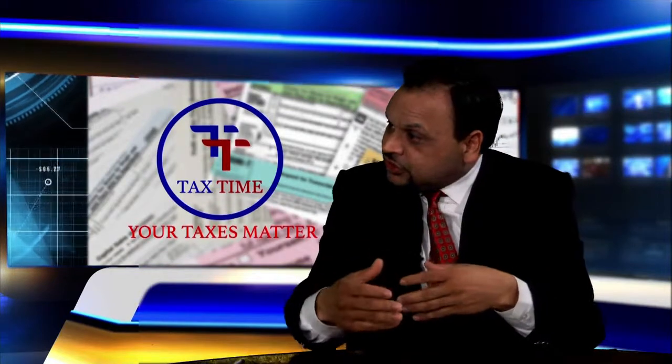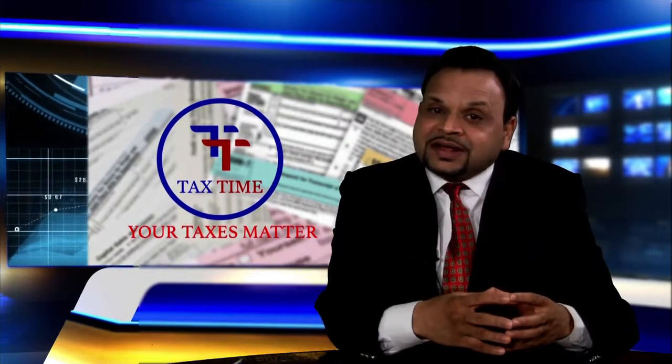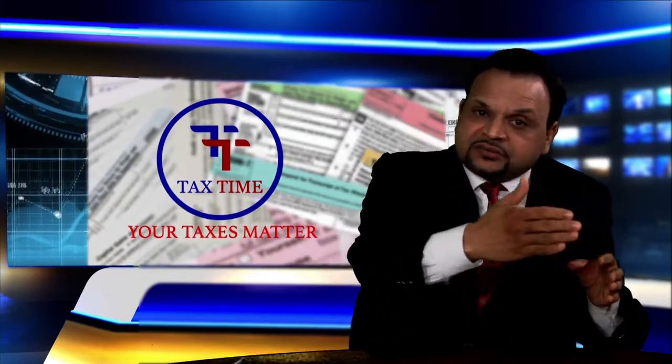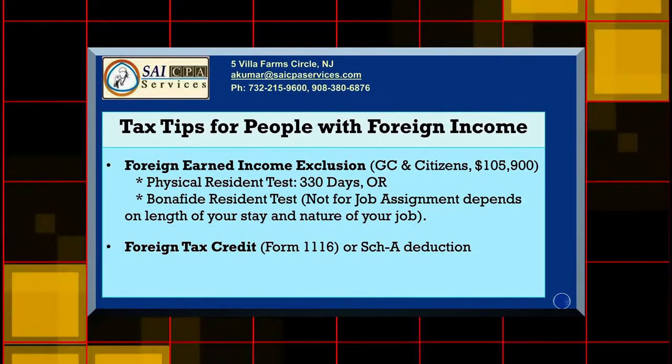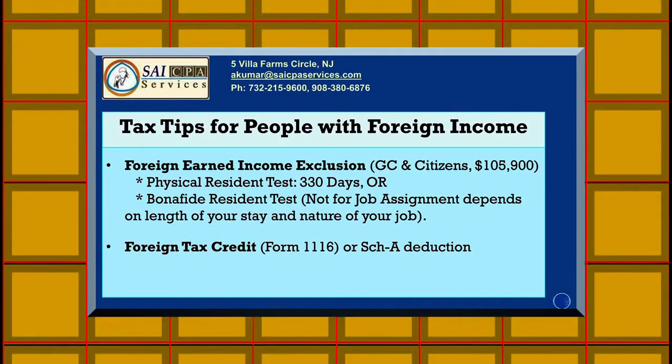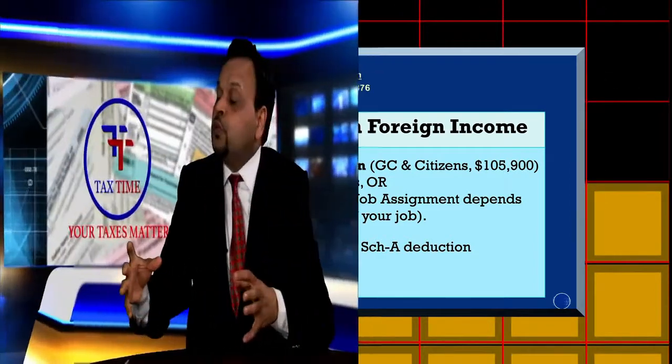Okay. So first things first, if they are living outside, they qualify for the bona fide resident exclusion. So they don't have to pay any tax on the first $105,900 of their earned income. They are still required to file their US taxes. If you have income, the US tax return must be filed on global income, Sanjeev ji.